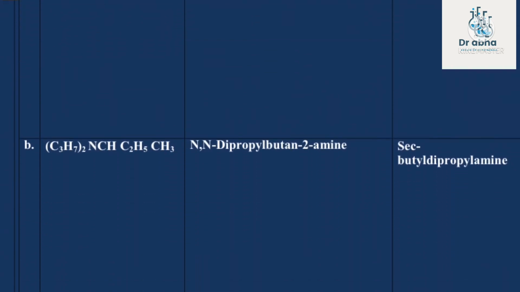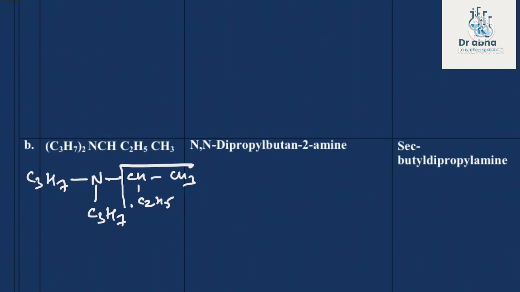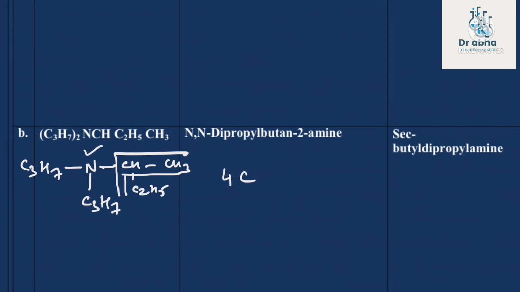Now just see, on two sides you have propyl, right? And the third side you have CH, C2H5, CH3. Please mind guys, this is the largest alkane, right? And how many carbons does it have? It has 4 carbons. But the amine is present on the second carbon. So for the main compound, the name is going to be butan-2-amine. Can you see why 2-amine? 1, 2, 3, 4 carbon. So the main compound is going to be butan-2-amine. And what about N?